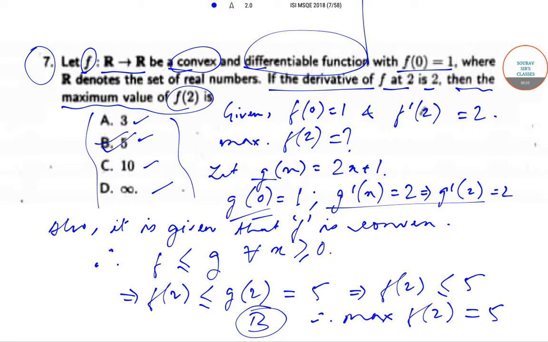So today we have solved question number 7 from the ISI MSQE question paper of year 2018. We'll be solving the next questions in the subsequent videos.